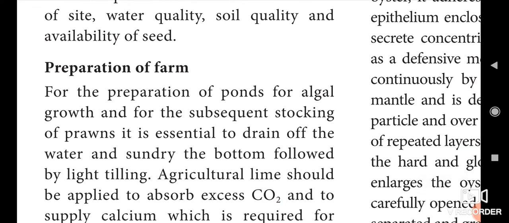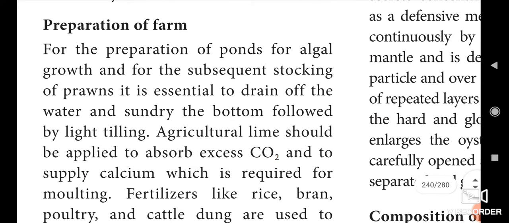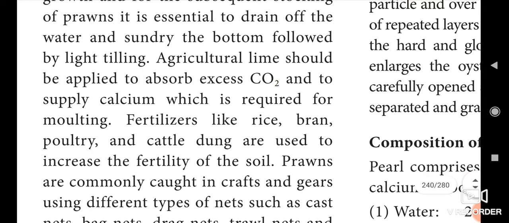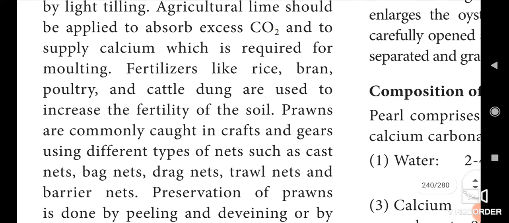Here, for the preparation of ponds for algal growth and for the subsequent stocking of prawn, it is essential to drain off the water and sun dry the bottom, followed by light tilling. Agricultural lime should be applied to absorb excess carbon dioxide and to supply calcium, which is required for molting. Fertilizers like rice bran, poultry and cattle dung are used to increase the fertility of the soil.